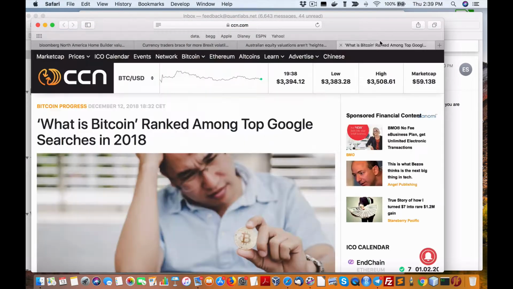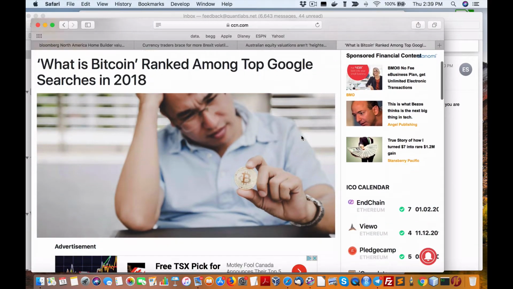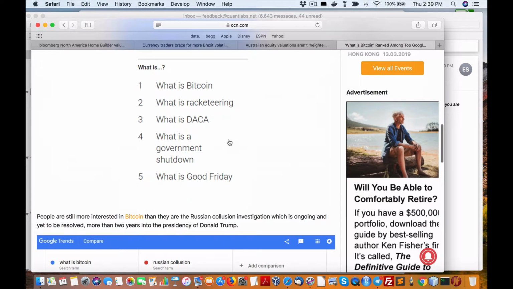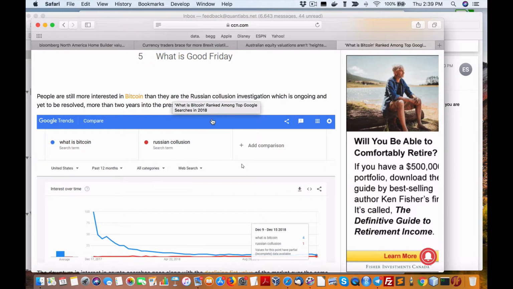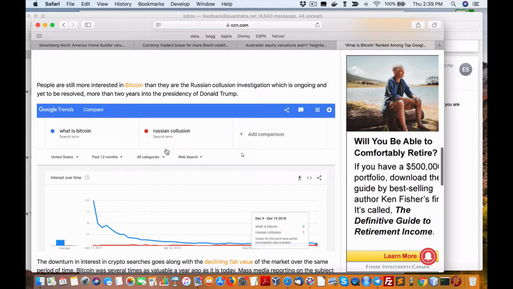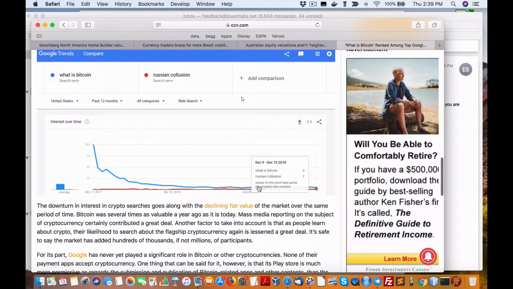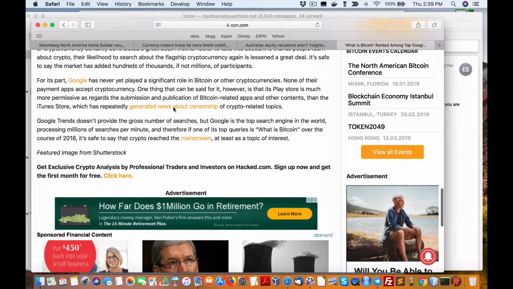And that's that. Now, another story that's quite interesting is from ccm.com. What is Bitcoin ranked among top Google searches in 2018? So here we are. Top are what is Bitcoin. Second is what is racketeering. What is DACA? What is government shutdown? What is Good Friday? So when you look at the returns here, Bitcoin easily exceeds Google trends. Russian collusion. So what does that say?